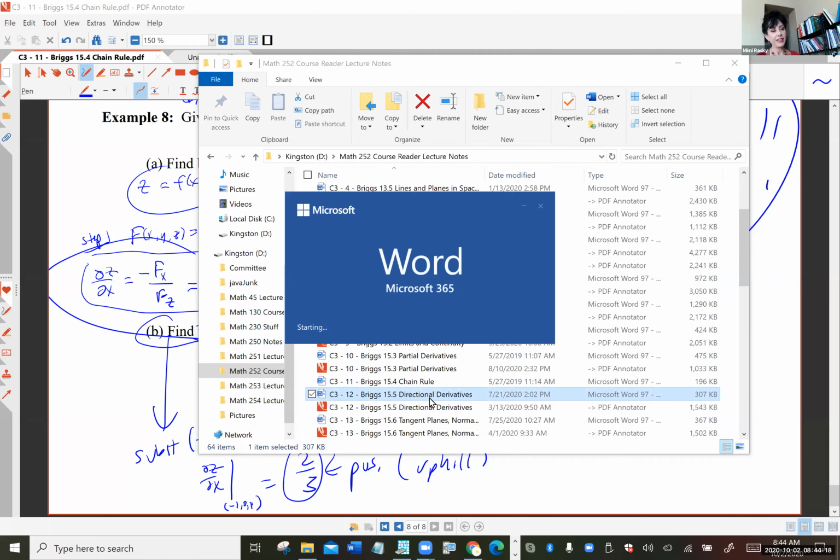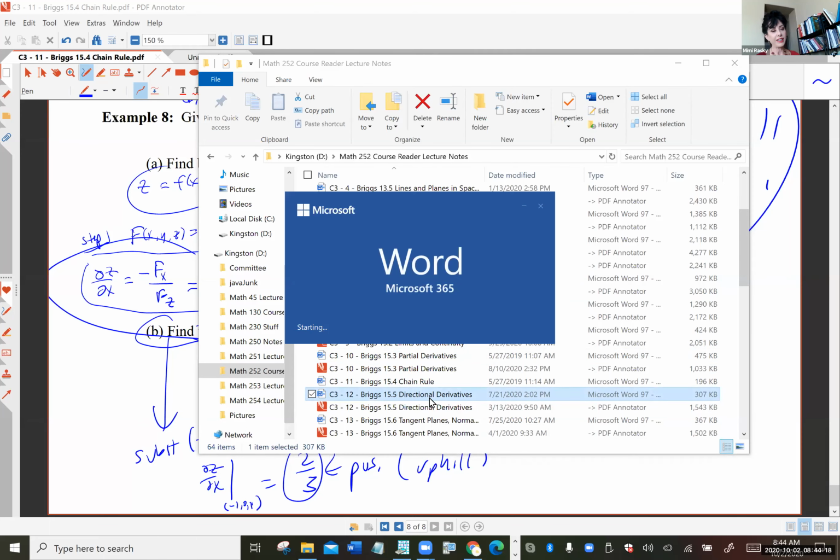Okay, let's review. So the directional derivative is going to be really cool because it's going to give you a way to get the slope of your surface in any direction that you want, not just looking in the positive x direction or the positive y direction. So let's just do some review.